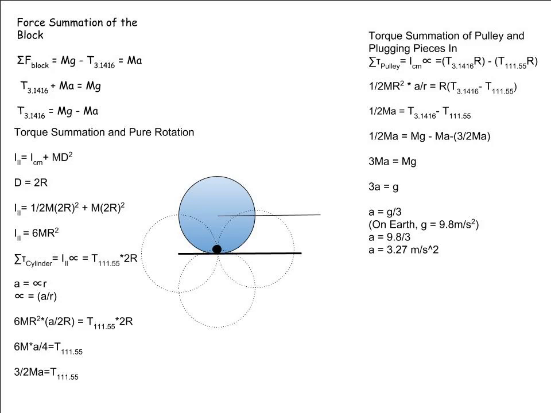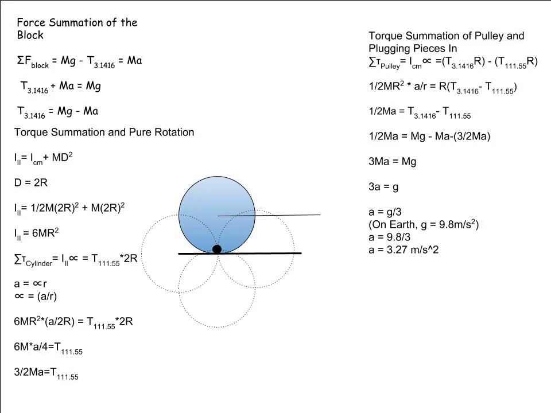What we did next is something called pure rotation, which Miss Mills talked about a while back. Picture that the cylinder is stationary and rotating around an axis at the point of contact between the cylinder and the table. With this approach, we found the moment of inertia of the cylinder based on the new axes by using the equation for I parallel. This new moment of inertia ended up being 6 mr squared. We then summed the torque of the cylinder using tension 111.55 and the calculated moment of inertia. We substituted a tangential over r for alpha. We then calculated tension 111.55 to equal 3/2 ma.